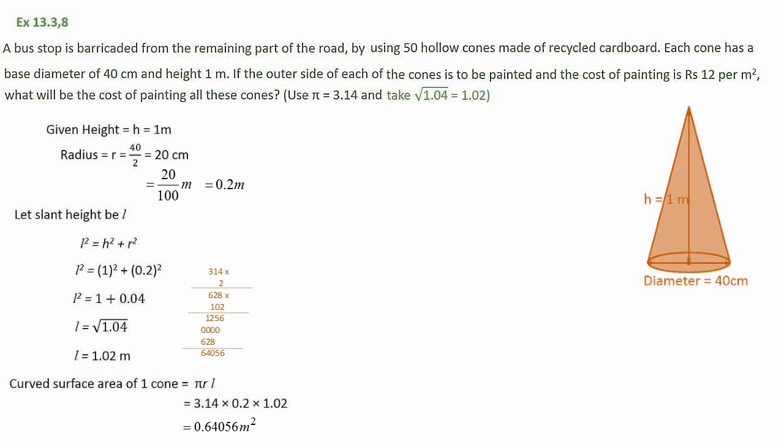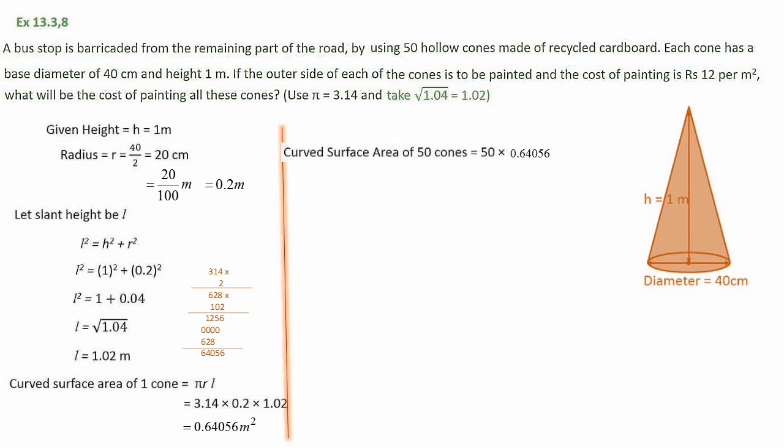Means the answer will come as 0.64056. So we need to keep 5 digits after the decimal. From the right end, we have to move 5 places to the left. So the decimal comes just behind 6. So 0.64056 meter square. Please do not copy this one, just do it yourself.